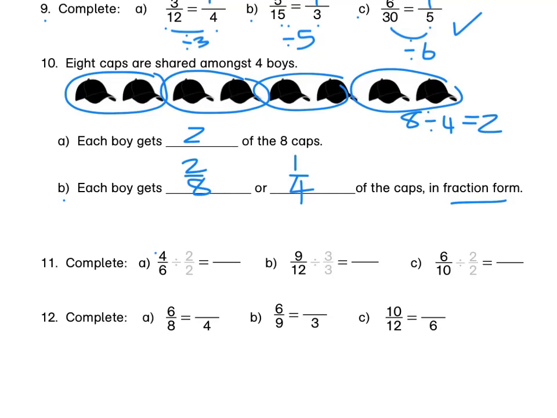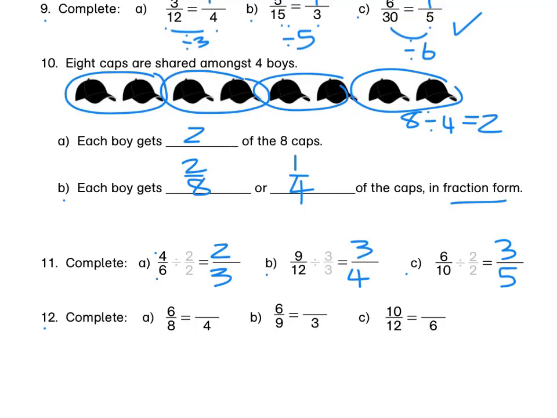If we have 4 sixths and we divide top and bottom by 2, we get 2/3. For B here, if we divide top and bottom by 3 there, we get 3/4. And for C, if we divide top and bottom by 2, we end up with 3/5.